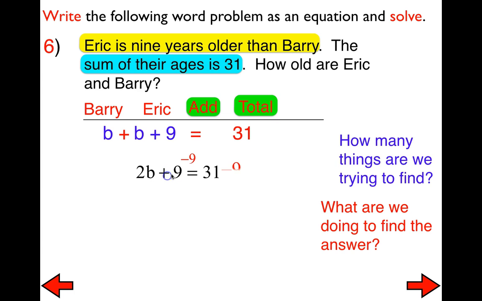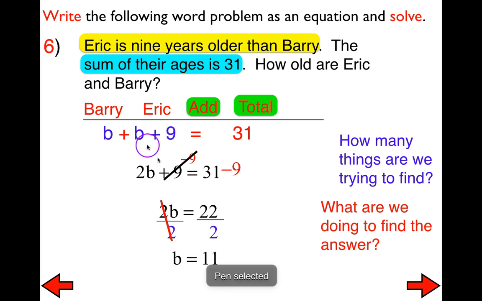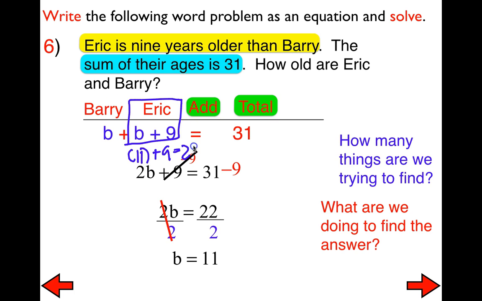I'm going to get rid of my constant, leaving me with 2b equals 11. I'm going to get rid of my coefficient by dividing both sides by 2, and I'm left with b equals 11. So here, b is that friendly reminder that that's how old Barry is. So if Barry is 11, Eric, on the other hand, who is 9 years older, would then be 11 plus 9, which is 20. So here I would say that Barry is 11 years old and Eric is 20.